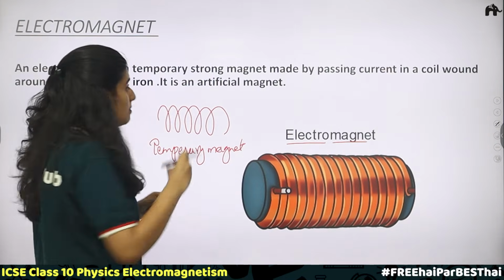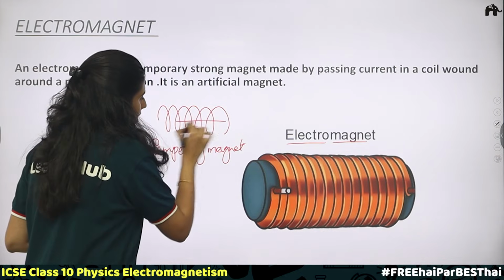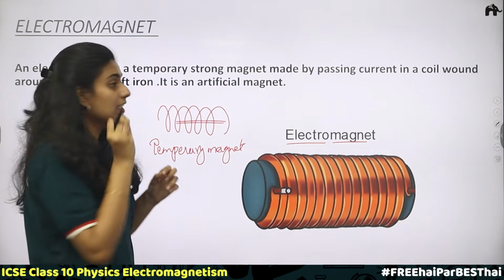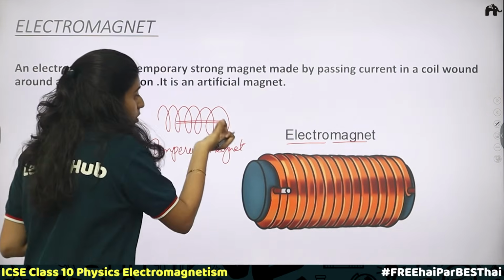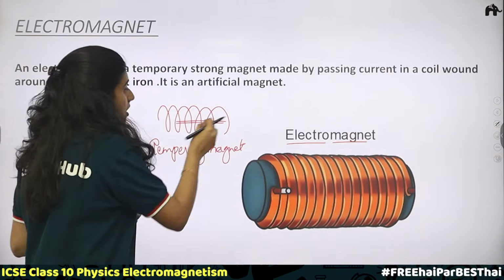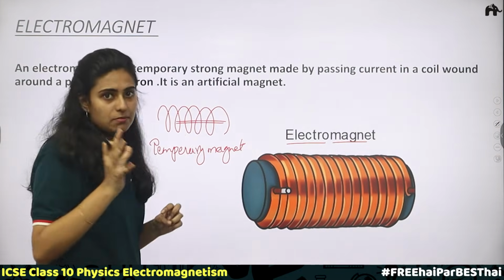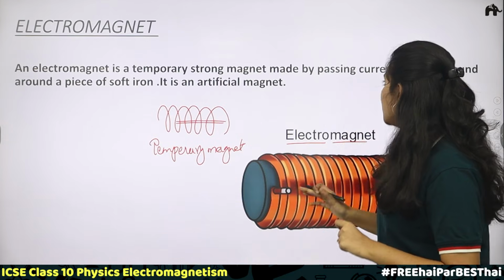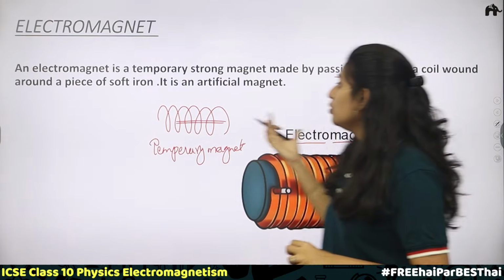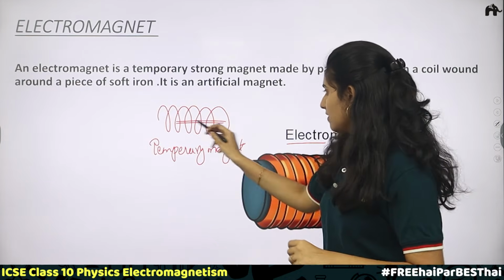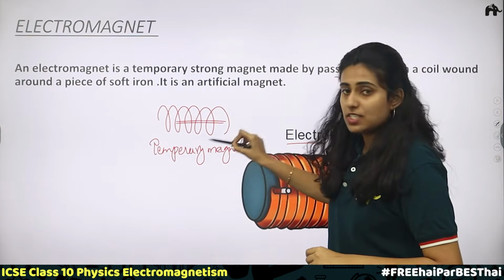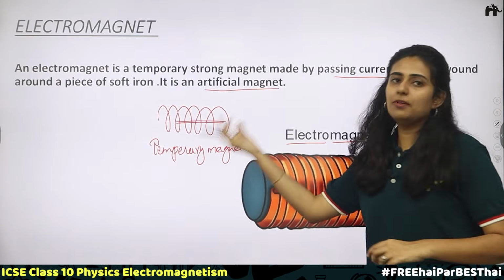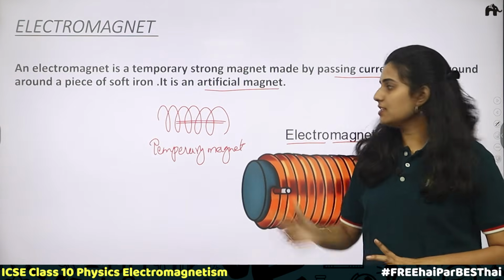We have studied that to increase the magnetic field, an iron nail can be placed along the axis of the solenoid. When you take it out for some time, it can attract some small pieces of metals, a safety pin or iron filings. These materials it can attract for some period of time because it is acting as a temporary magnet. An electromagnet is a temporary strong magnet made by passing current in a coil wound around a piece of soft iron. So you have a soft iron and a wire wound over it, and this is an artificial magnet. Why is it called an artificial magnet? After some time it will lose its magnetic properties. So this is what an electromagnet is.